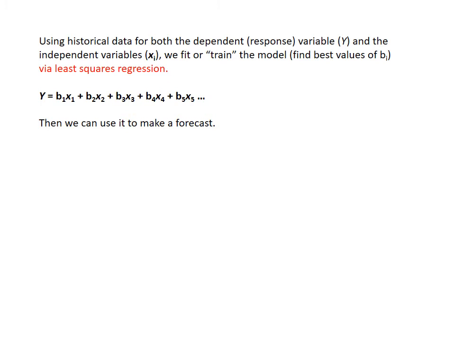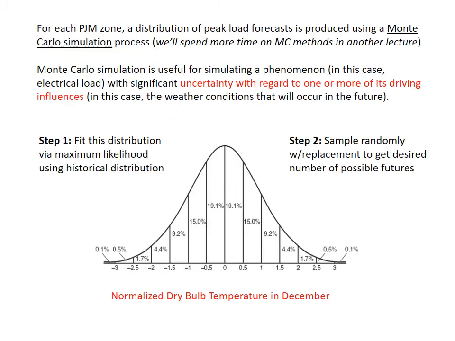We have a record of historical electricity demand data, and then we can use it to find the values of B that, in combination with all our historical X's, do the best job at predicting Y, electricity demand. So for each PJM zone, we end up with a distribution, right? Not one single guess, but a distribution of peak load forecasts using Monte Carlo simulation.